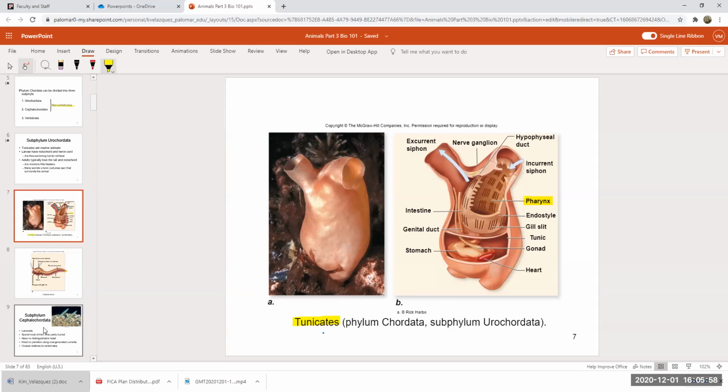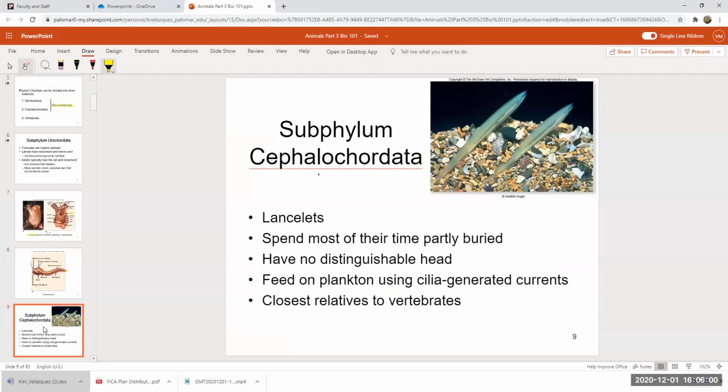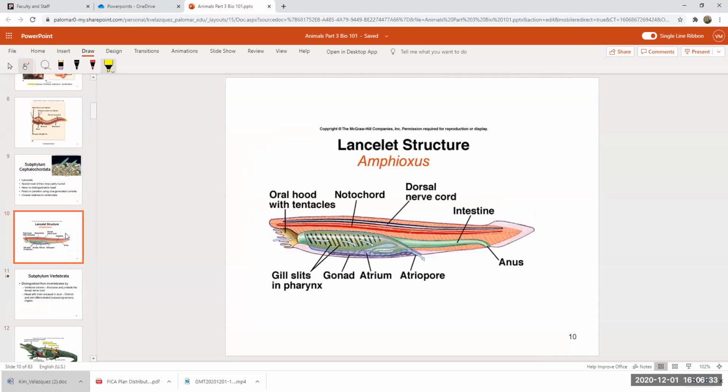The other group, which you will see if you go on to take a higher level majors biology class, the Amphioxus, is in subphylum Cephalochordata. They're also called lancelets. These look like little fish, but they don't have a vertebral column or a skull like fish would. They don't really have a distinguishable head. They spend most of their time partially buried, and they filter feed. So their head is sticking up and they're going to filter feed. They do have all the chordate characteristics.